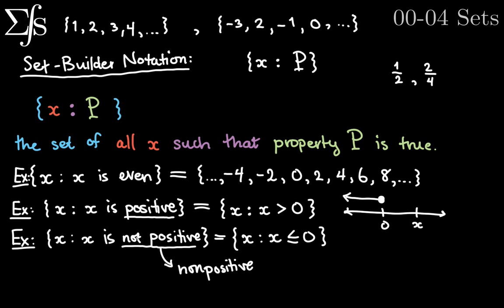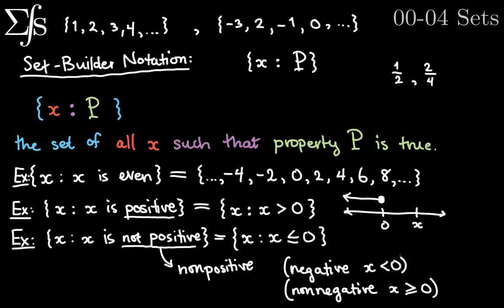And we have similar definitions for negative, where x is less than 0, and non-negative, where x is greater than or equal to 0. And I think you should try and work those out and make sure you write them correctly on your own. It's a good exercise in understanding the way that you write set builder notation.